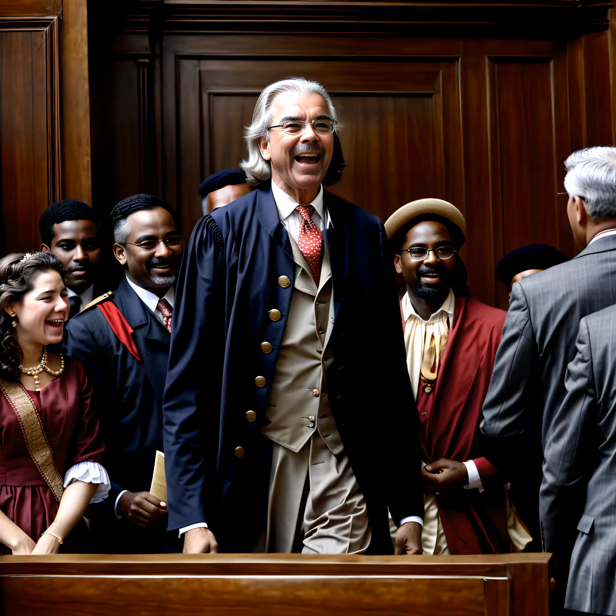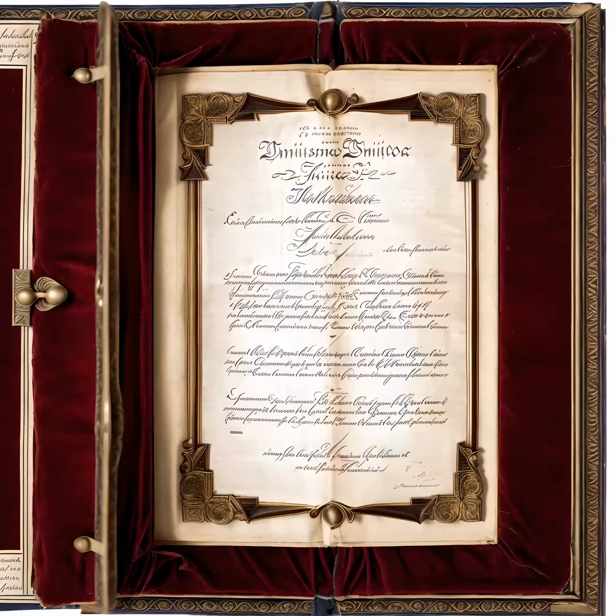The Zenger trial marked a significant turning point in the fight for freedom of the press in America. The trial's outcome established an important legal precedent. It established the principle that truth should be a defense against charges of libel, reinforcing the idea that the press should be free to criticize the government without fear of prosecution. The Zenger trial laid the foundation for the First Amendment to the United States Constitution, which guarantees freedom of speech and of the press.